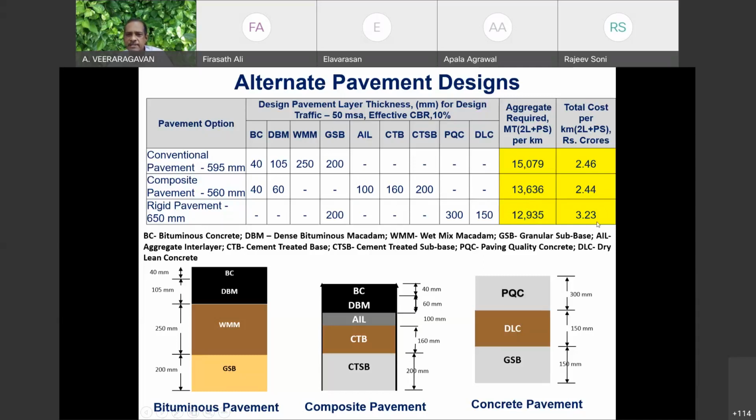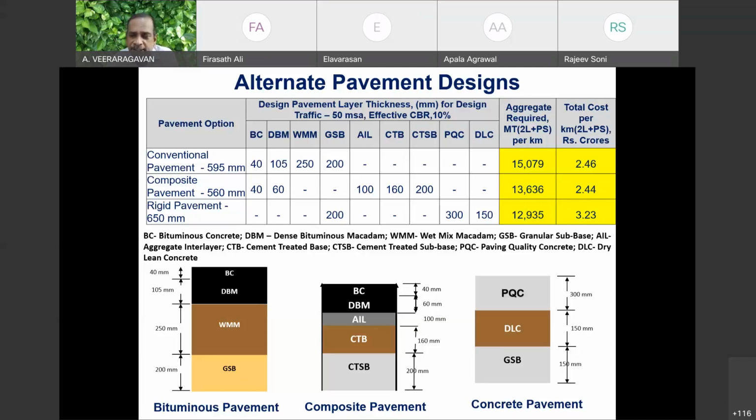Slightly increased cost of 3.23 crores per kilometer for a 2-lane when compared to 2.46. But this will last for 30 years. This may last for 25 years. This may last for 20 years. So the lives are different, maintenance requirements are different. So instead of spending less initially, I would like to spend 80 lakh rupees more and then forget about the road for 30 years.